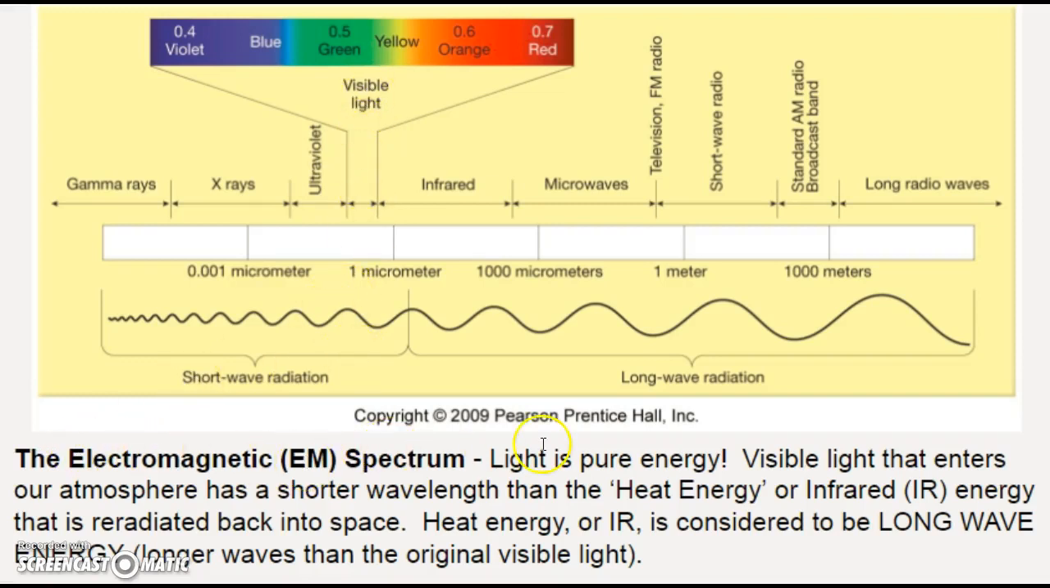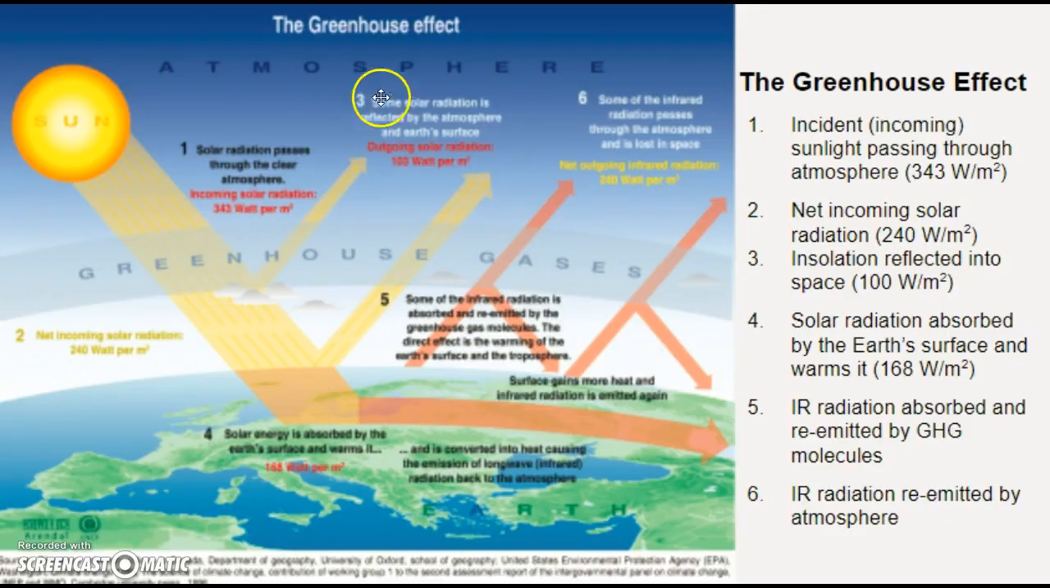The electromagnetic spectrum, we're simply looking at light as pure energy. Visible light that enters our atmosphere has a shorter wavelength than the heat energy, or infrared, energy that is re-radiated back into space. Heat energy, or infrared, is considered to be long wave energy, longer waves than the original visible light. So let's apply that to the Earth.